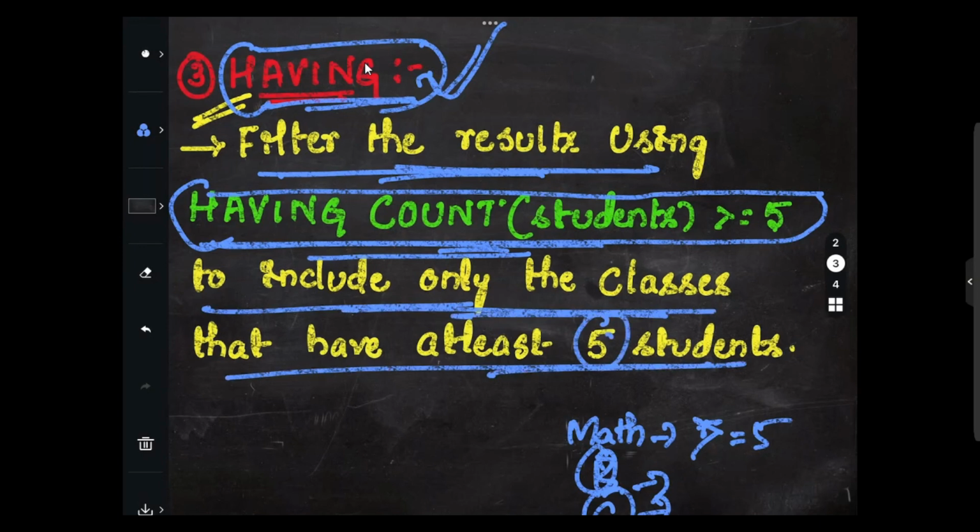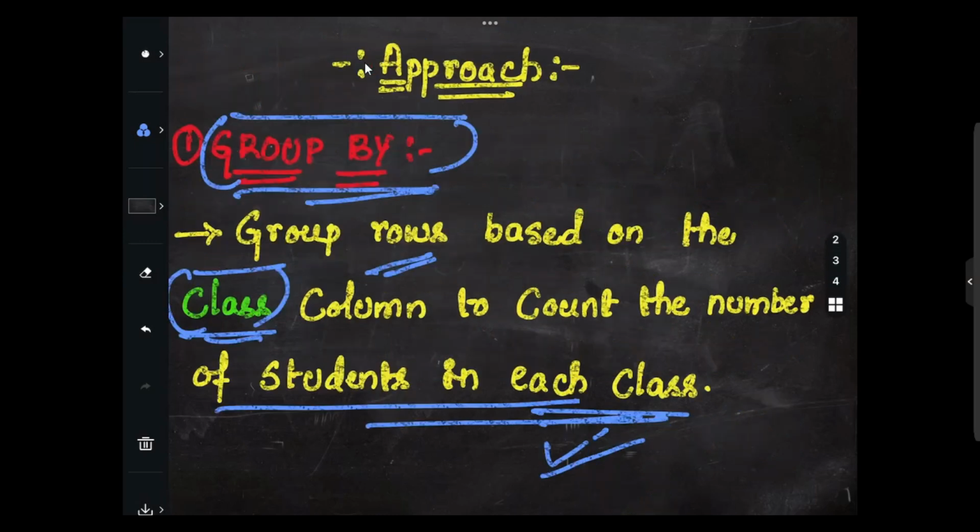They have clearly asked in the question that we have to return only the subjects or the classes that at least 5 students have enrolled for. So that is the reason we'll be making use of the having keyword here. I hope this is clear. So this is the approach that we'll be mainly going with.